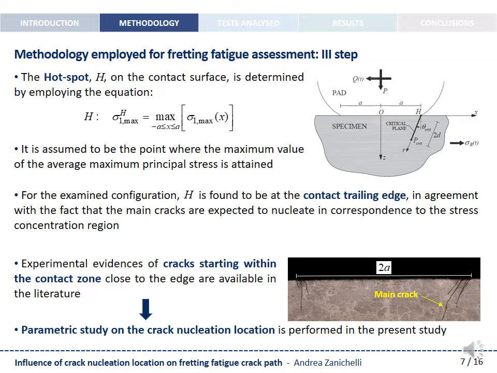This is in general in agreement with the fact that the main cracks are expected to nucleate in correspondence to the stress concentration region that is the edge of the contact. However, experimental evidences of cracks starting within the contact zone close to the edge are available in the literature, and therefore a parametric study on the crack nucleation location starting from the contact edge and moving inside the contact surface is performed in the present study in order to evaluate its influence on the crack path orientation.